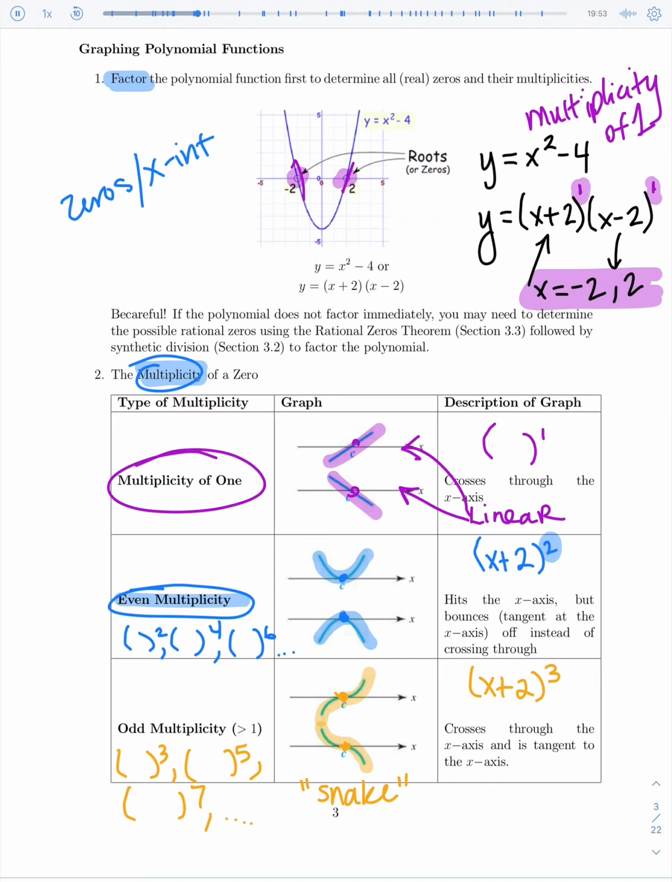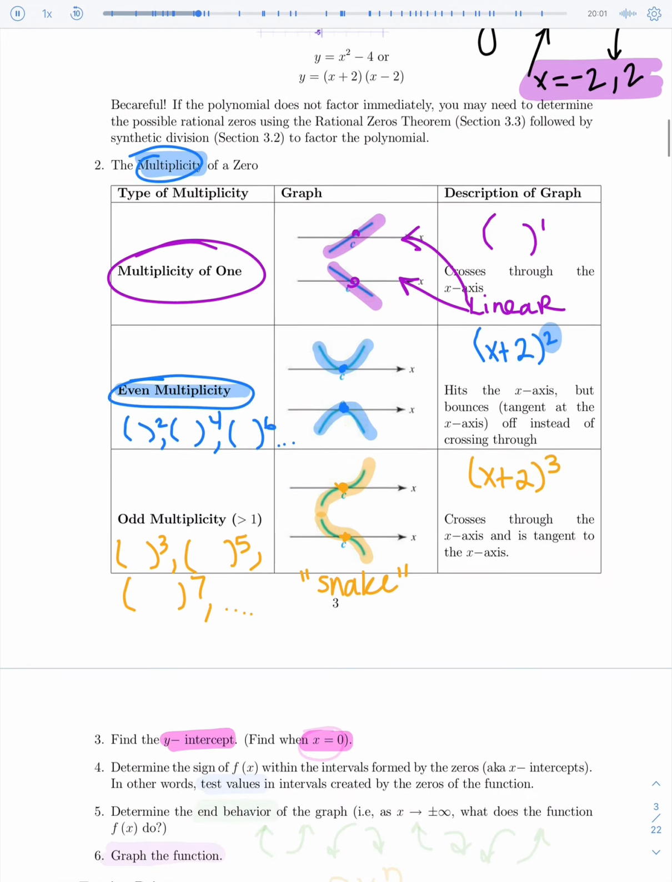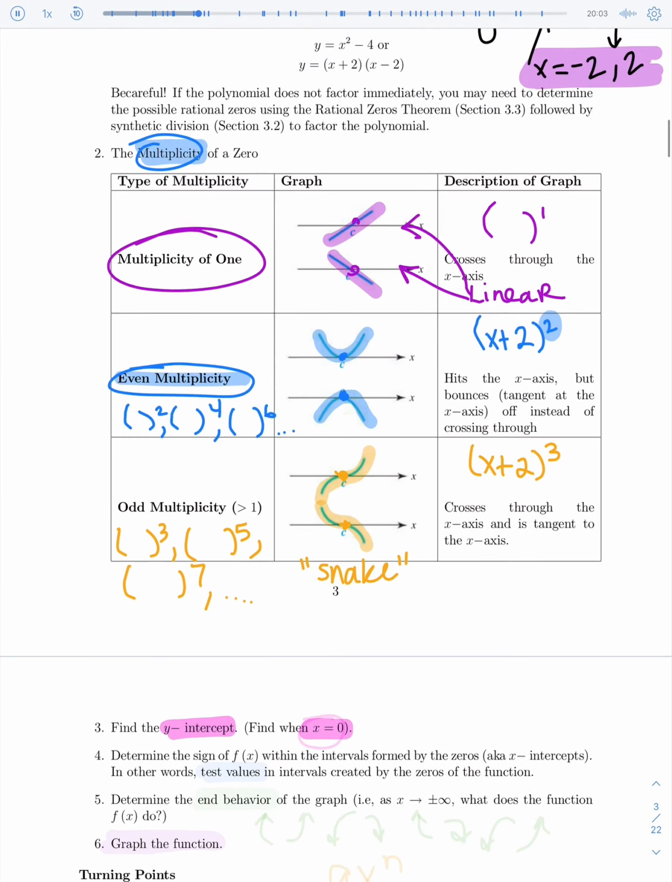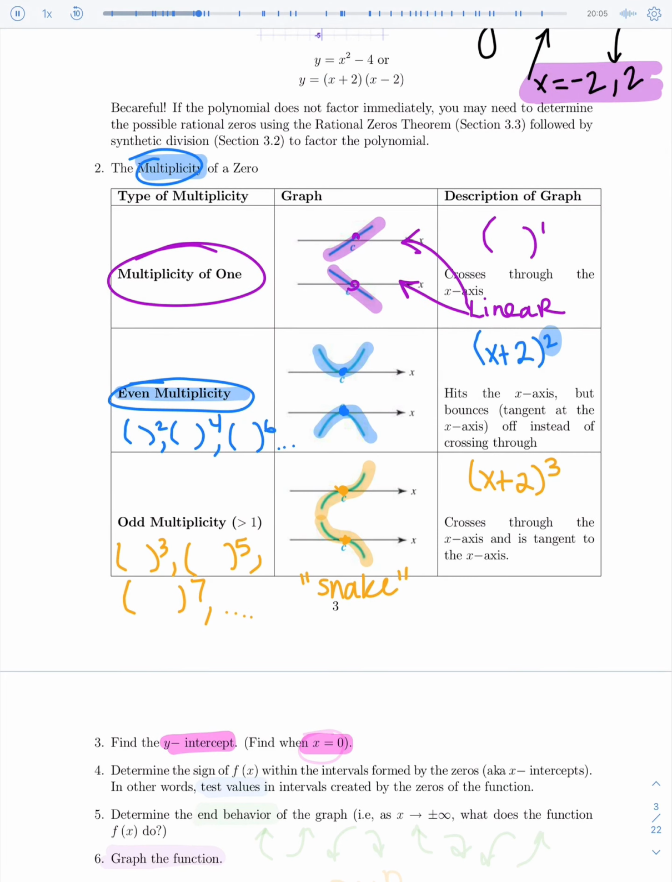Because what that will do is tell us when we intersect the y-axis. In step 1, we actually already found the x-intercepts. Now we're finding the y-intercept by plugging in 0 for x. Then we want to talk about the end behavior of the graph as well, meaning what's happening at the ends.